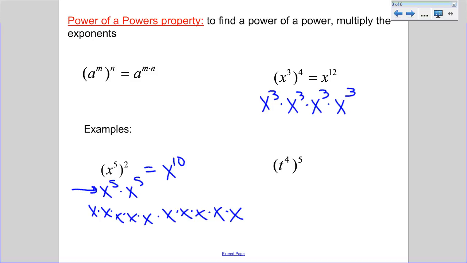All right? t to the 4th. How many times do we have that? 5 times. So that is t to the 20th.